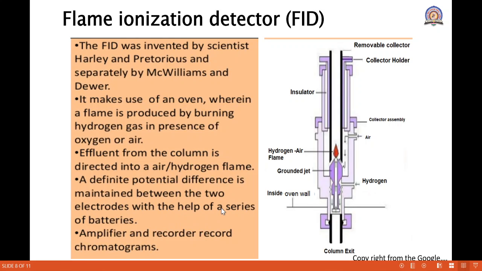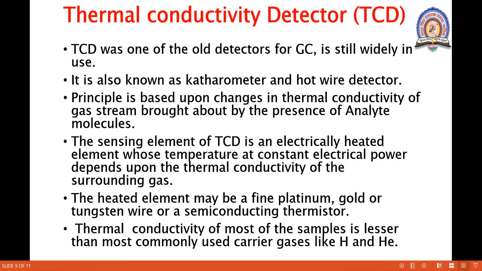You have to remember only that it is a mass sensitive detector, and in this detector the hydrogen gas is burned in the presence of air and oxygen. It produces a flame, and that flame heats the effluent from the column, and finally we record the chromatogram. So you have to remember this part.